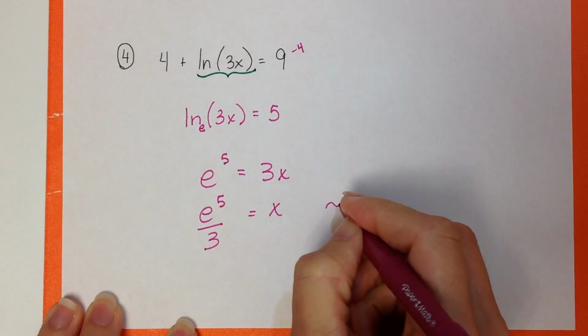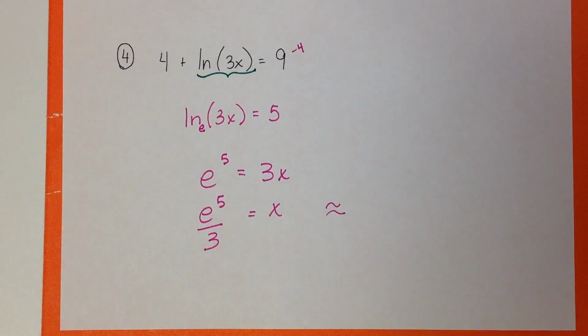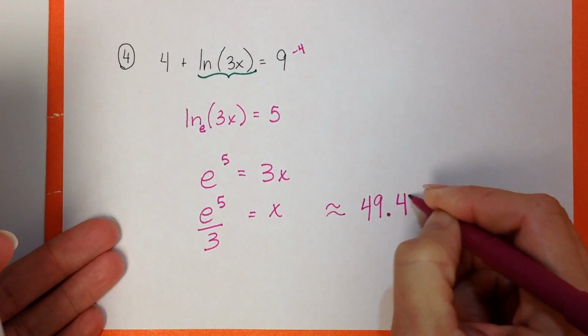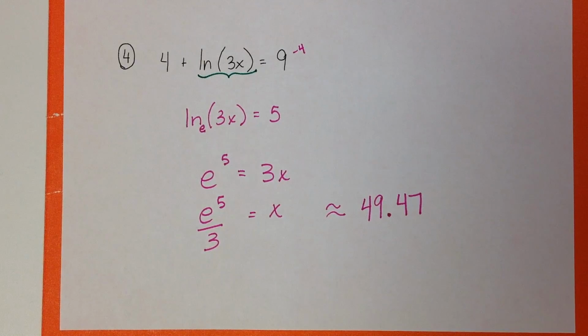Put this in our calculator and approximate this. Okay, you should get approximately 49 and 47 hundredths, 49.47.